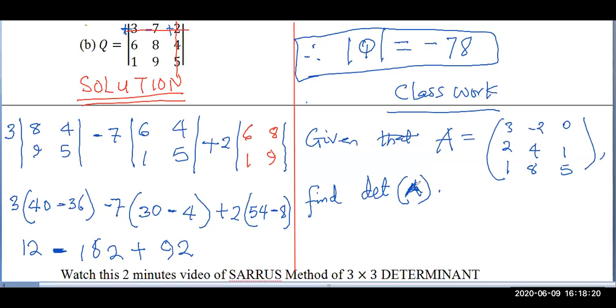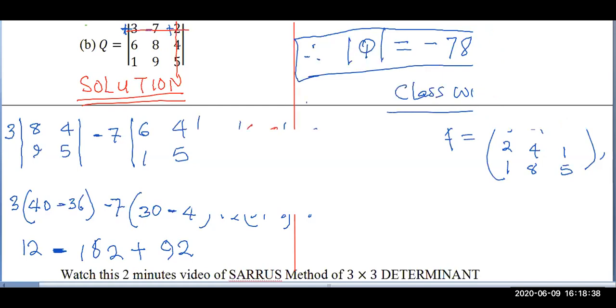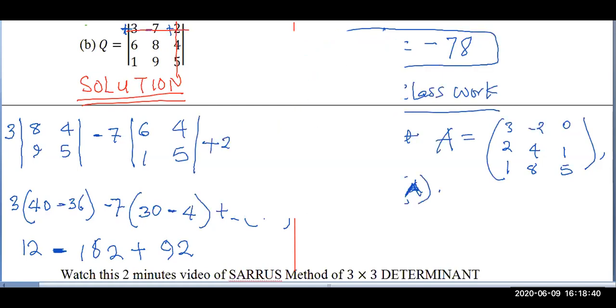Remember to always put the place sign, even if the element has a negative value, put its place sign also. It is a member and its place sign multiplied by the determinant of its minor. Okay. Somebody is telling me he's done.